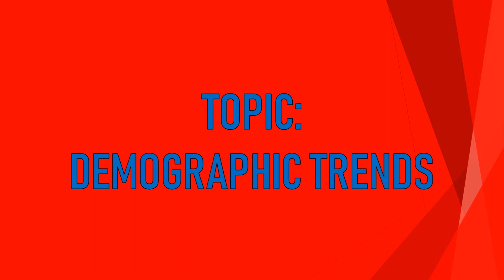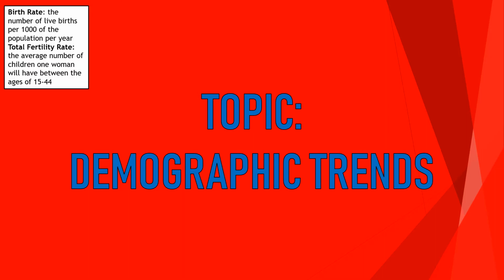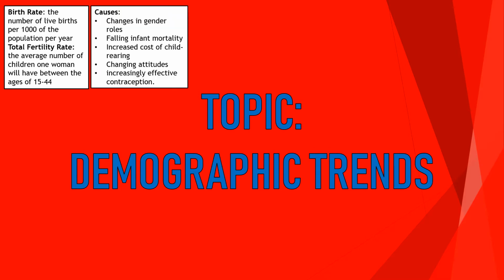Okay, so here we go. So demographic trends. So first of all, birth rate. Birth rate is the number of live births per thousand of the population per year. Total fertility rate, on the other hand, is the number of births an average woman will have between the ages of 15 and 44. Now they're both influenced by the same things.